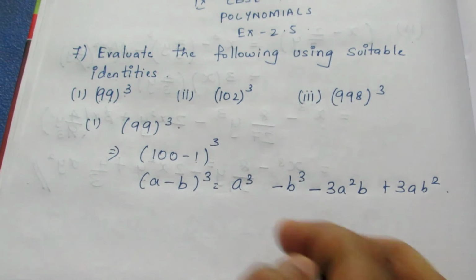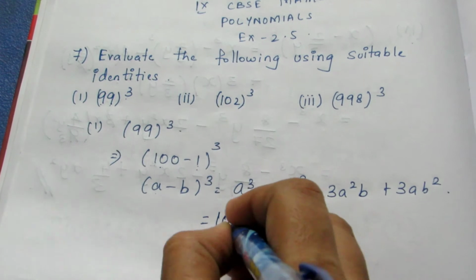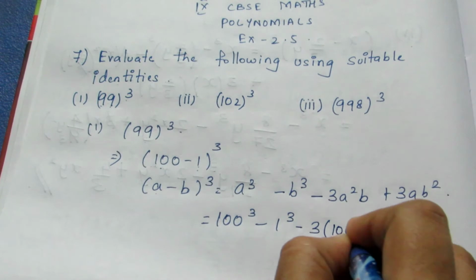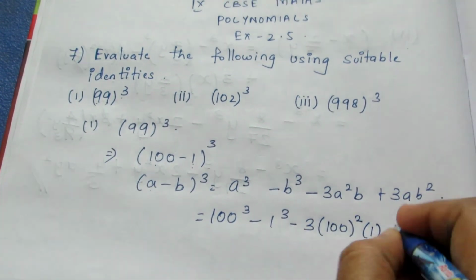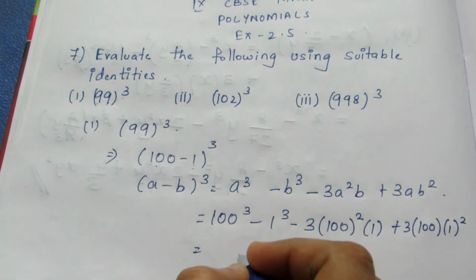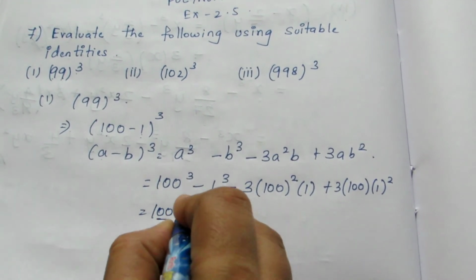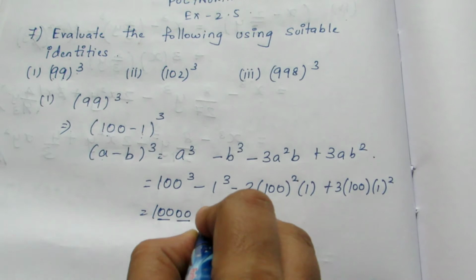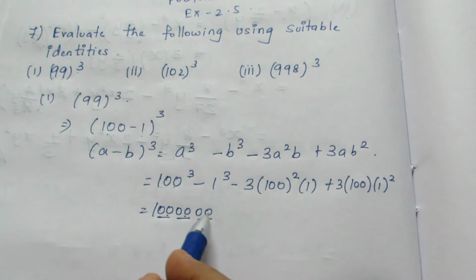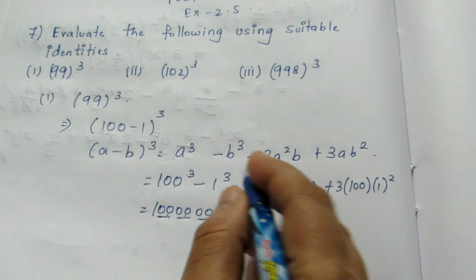Is that clear? Now instead of a we have 100, instead of b we have 1. Just substitute the value here. 100 cube minus 1 cube minus 3 into 100 square into, for b it is 1, plus 3 into, a is 100 and b will be 1 square. Now this becomes 100 one time, 00 two times, 00 three times. There are two zeros for the cube, so 00 three times. If we write, this is the cube. Now 1 cube will be 1. 1 power anything will be 1.